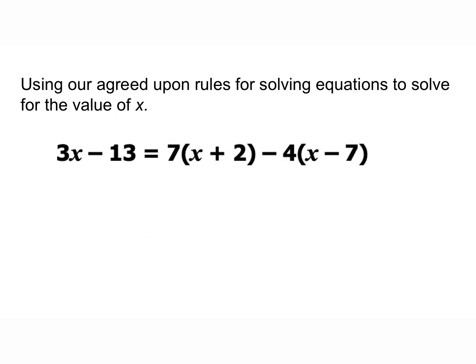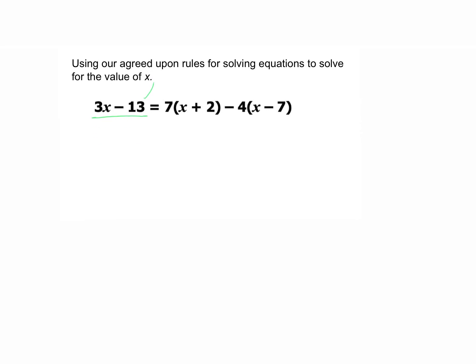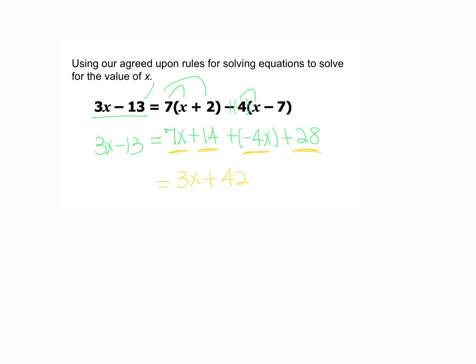All right, so here we're going to solve for x. On the left-hand side, we are simplified. On the right, we're going to distribute. So we have 7 times x is 7x + 14, plus, because we're going to make this plus a -4, -4x + 28. And that's going to equal the 3x - 13 over here. 7x and -4x is 3x. 14 and 28 is 42. And that's going to equal 3x - 13.